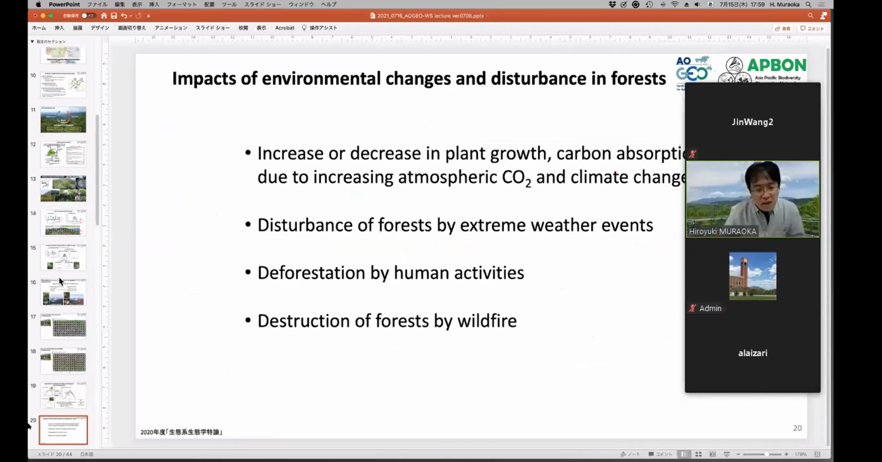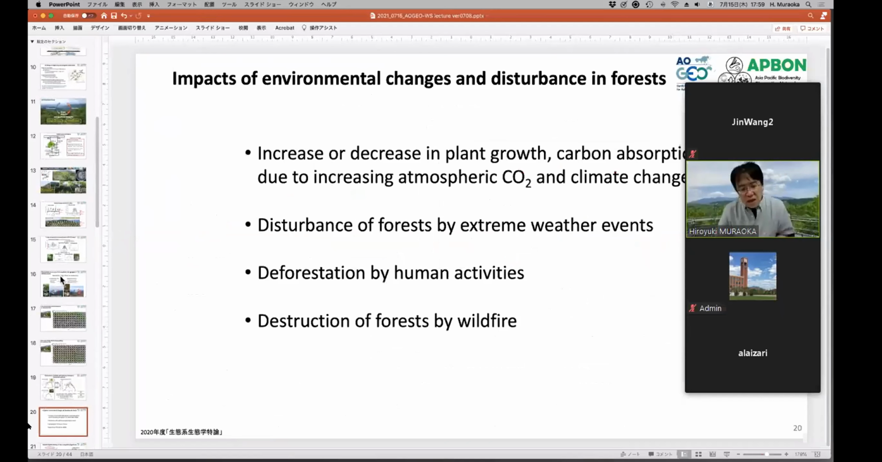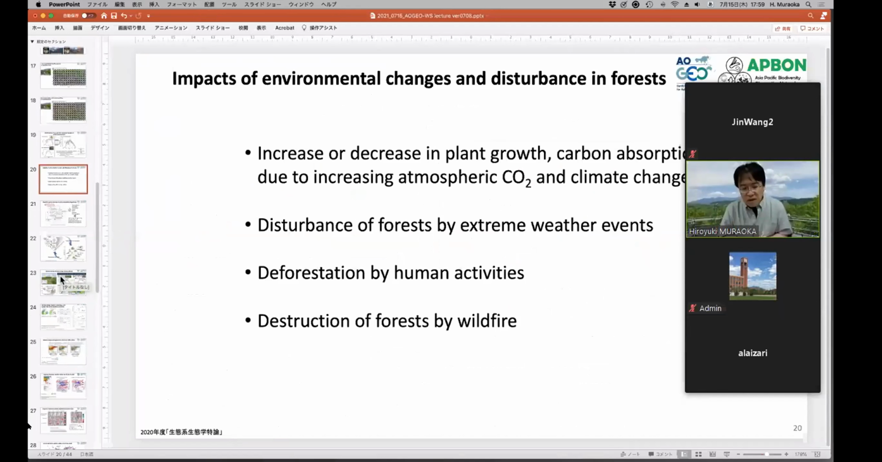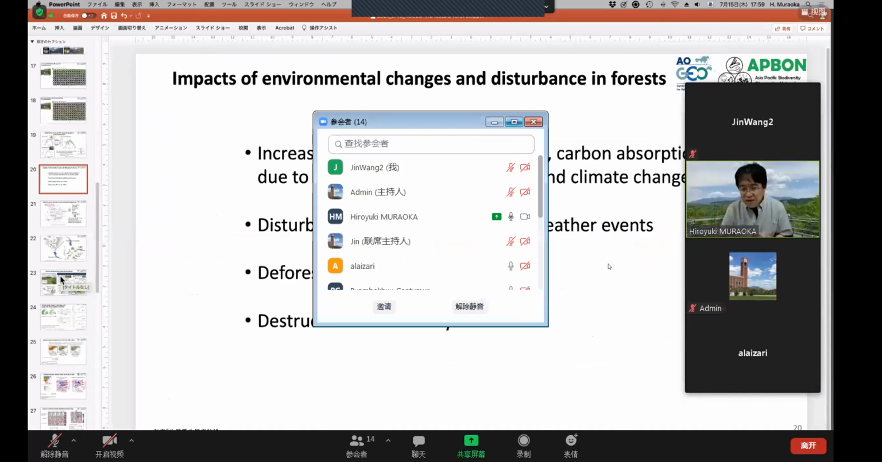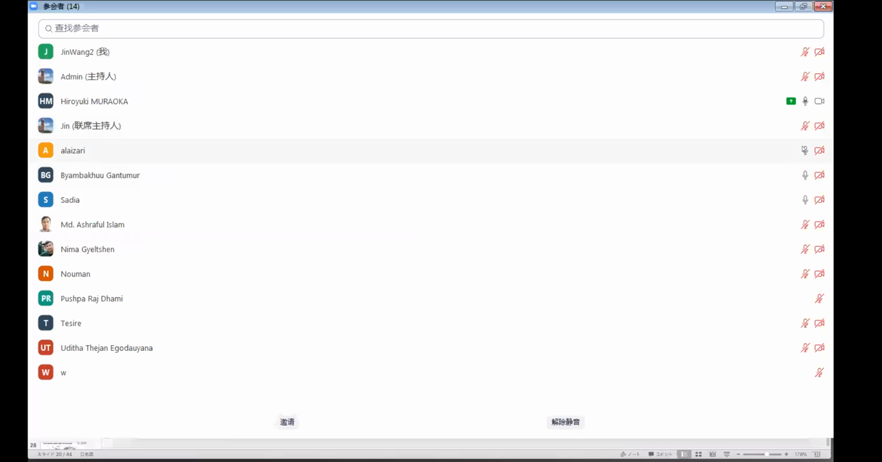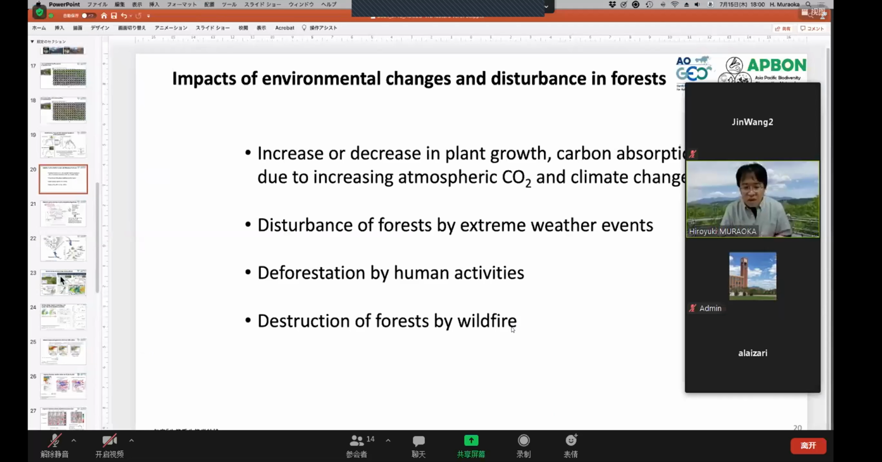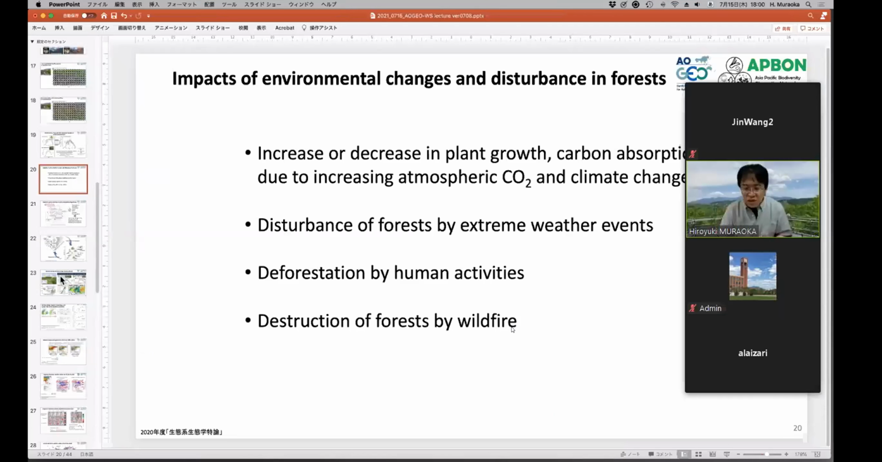Then I would jump to some more regional scale considerations. Based on our understanding that photosynthesis and forest ecosystem function are influenced by the interaction between plant biological processes and climate change, we can deepen our understanding of how climate change or land use change will impact forest ecosystems, like the increase or decrease in plant growth and carbon absorption due to increasing atmospheric CO2 and climate change. This is one of the impacts.